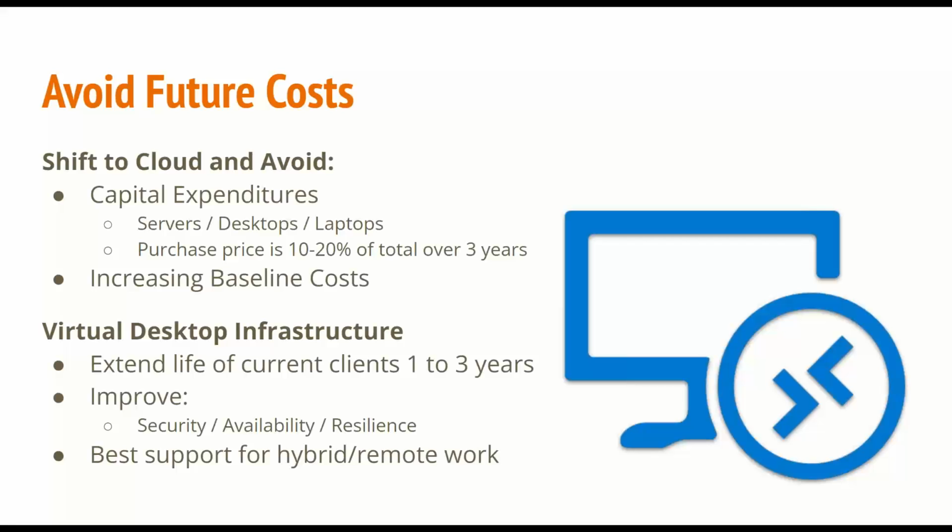When you buy a PC or a laptop, for example, the actual purchase price is only 10 to 20% of the total cost of managing and supporting that device over 3 years. When you take into account the software you add onto it, keeping it safe, and the human element of managing the device, depending on your situation, a $1,000 laptop over 3 years is going to cost you anywhere up to $5,000 in total cost of ownership. What we also see with these capital expenditures is that, because of inflation and availability, you're increasing your baseline costs.